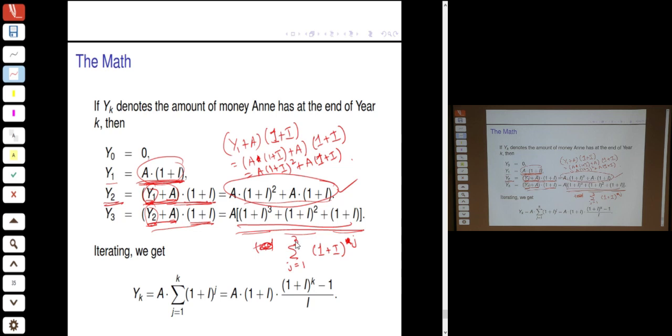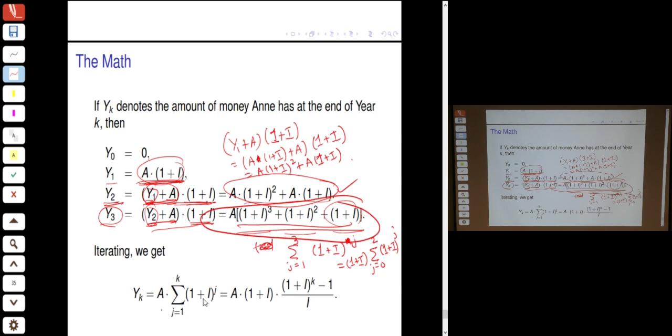So you can take a factor of 1 plus I common. So this is 1 plus I times the summation J equal to 0 to 2 of (1 plus I) to the J, right, because you have just taken out one factor of 1 plus I common, and you get something like this. So the formula for Yk is actually going to be very similar, as you can already guess from here.